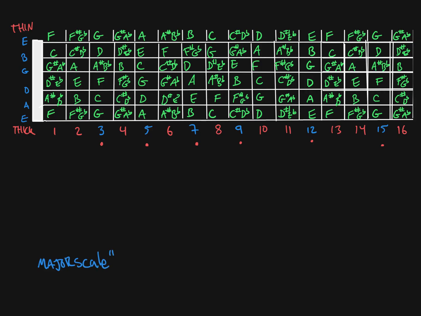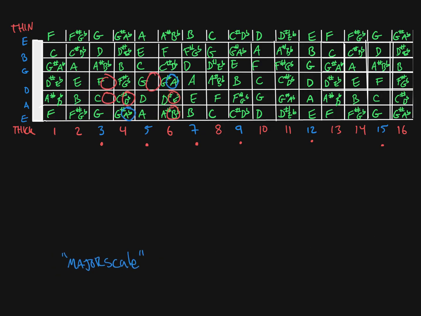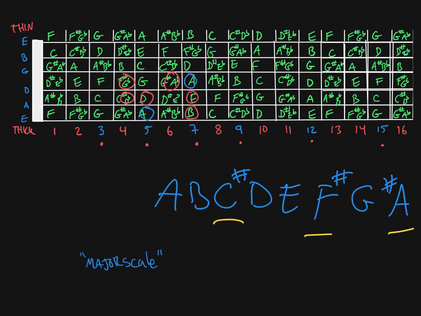Let's take a look at the major scale. Here we're going to start on G. So the G major scale is going to get spelled out in a shape like this: G, A, B, C, D, E, F sharp, G. And here you can see how I made that shape, that sequence itself is also movable.